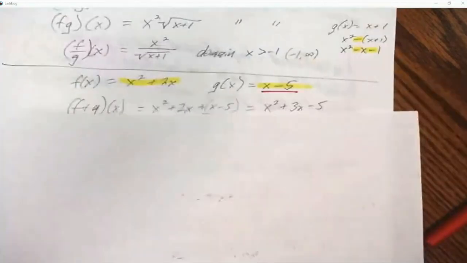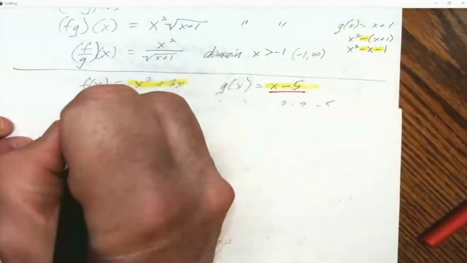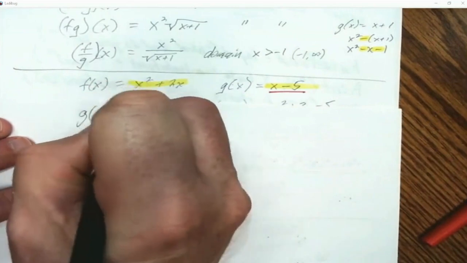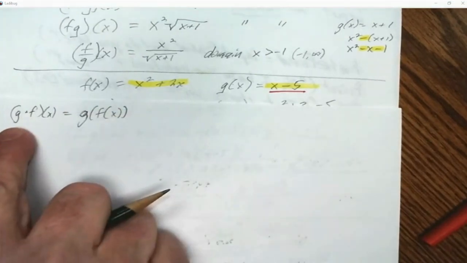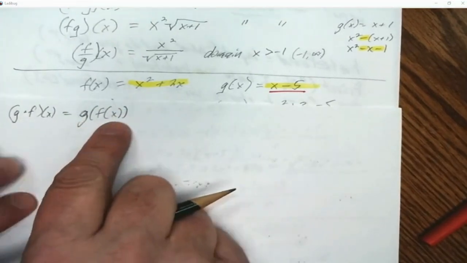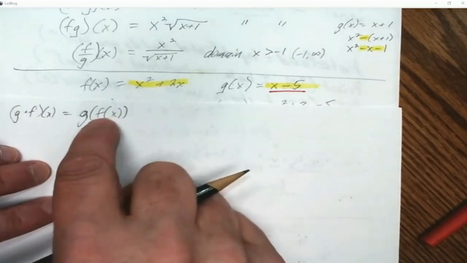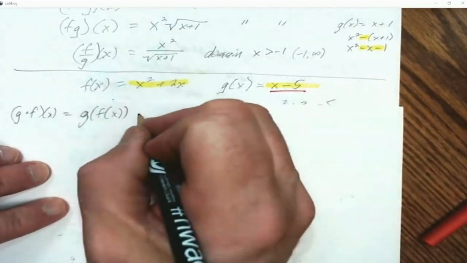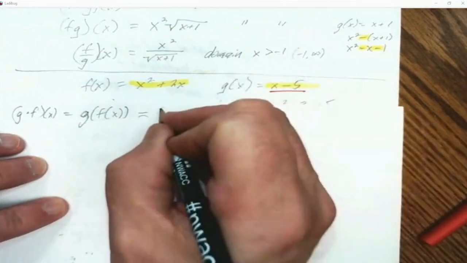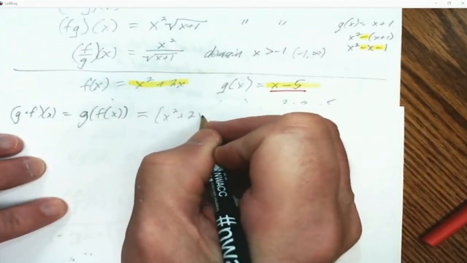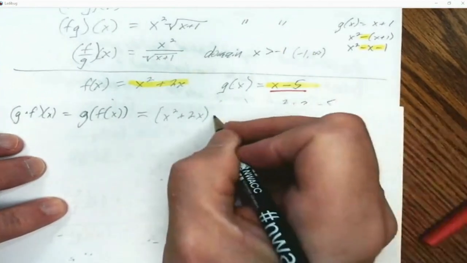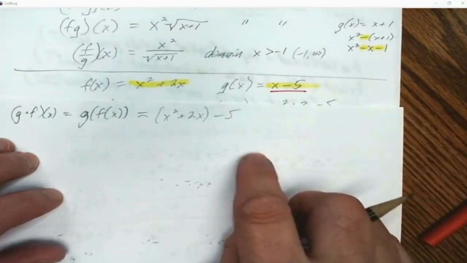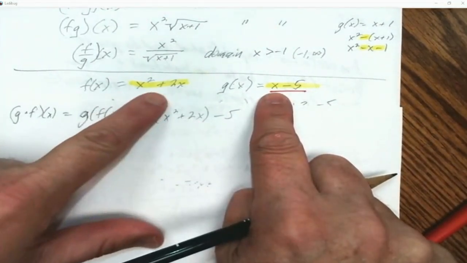Let's look at the other direction on that. We can say g of f of x. You may see it written either way. This time we take f of x and we substitute it into the g equation. So instead of x, we've got x squared plus 2x minus 5. See, instead of x, we just substituted f of x in for that.